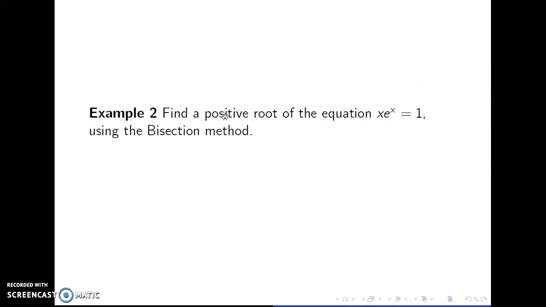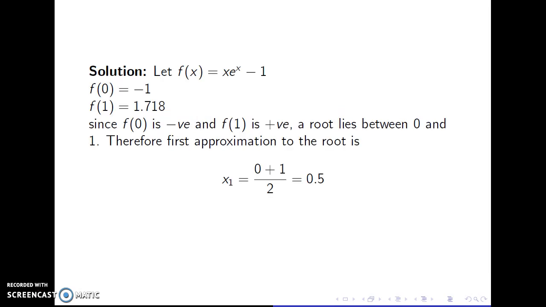Next problem, find a positive root of the equation x e raised to x equal to 1. Now this is a non-algebraic equation which contains an exponential function, or we call it a transcendental equation. This problem we will discuss by using the bisection method.